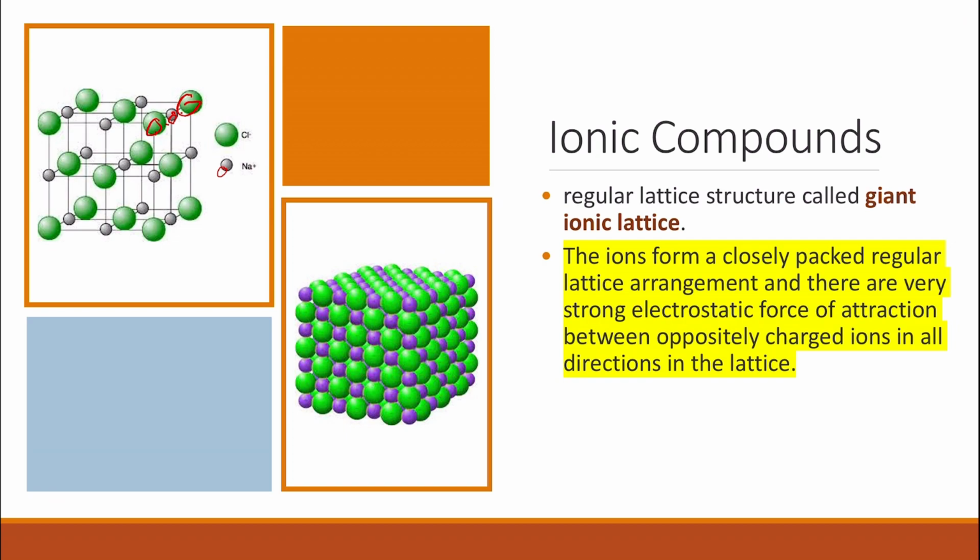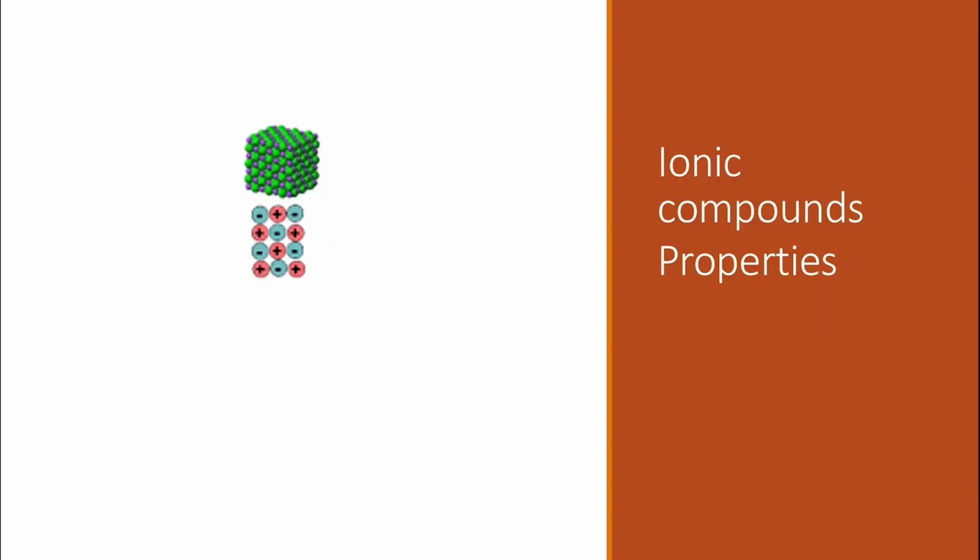This affects the properties of ionic compounds. So ionic compounds, because of the very strong electrostatic interaction between the ions, have a very high melting point. So ionic compounds are solids at room temperature and they have very high melting points because they need a lot of energy to break the electrostatic interaction between the different ions.